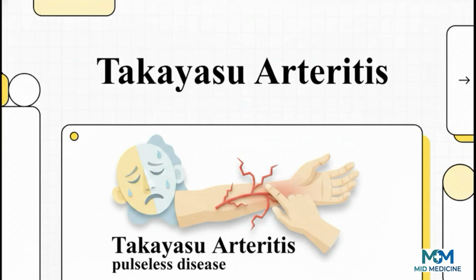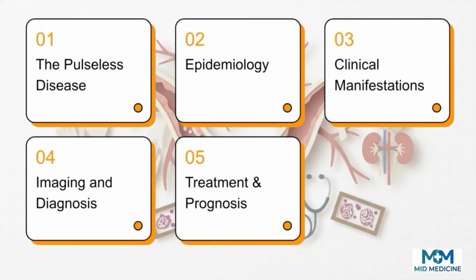as Takayasu arteritis. You'll often hear it dramatically referred to as the pulseless disease, and for good reason. So here's our clinical roadmap for today. We'll start off with exactly what this pulseless disease is, cover the epidemiology, unpack those tricky clinical manifestations, look at how we actually image and diagnose it, and finally, wrap things up with treatment and prognosis. All right, let's get right into it.